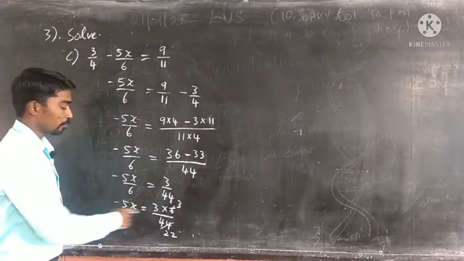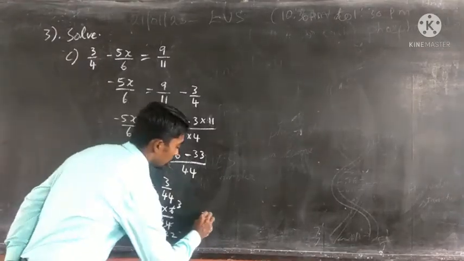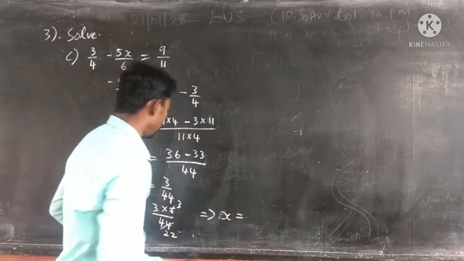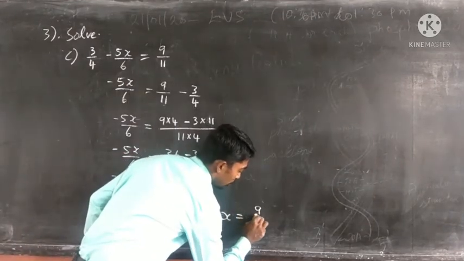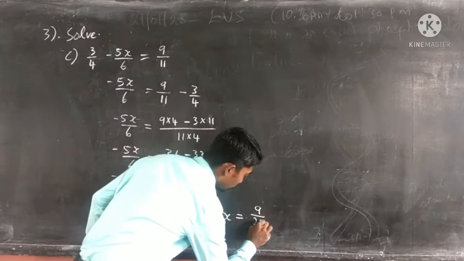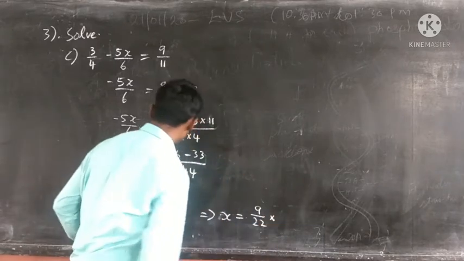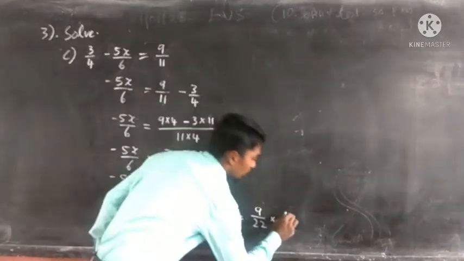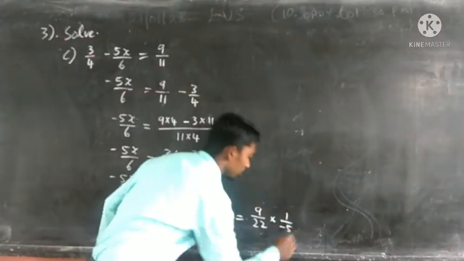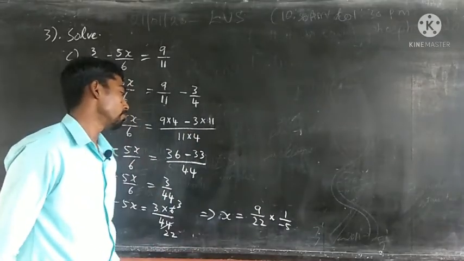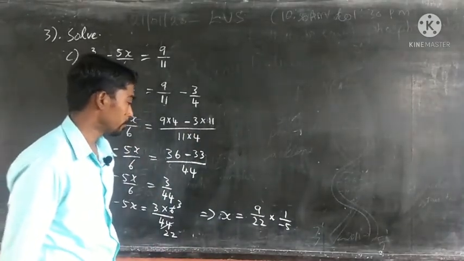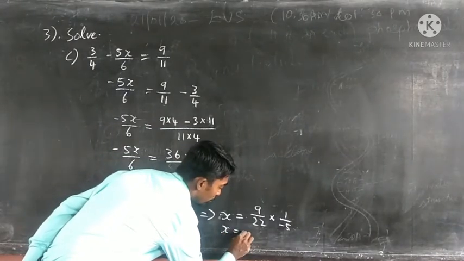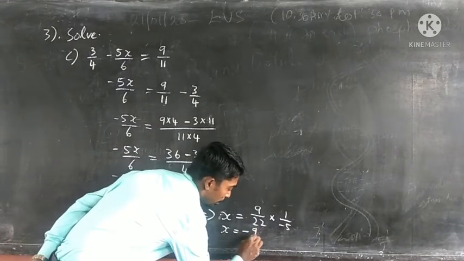Now we can take minus 5 to the other side. It will be x is equal to remaining values, write down. 3 3s are 9 by 22 into. If we take minus 5 to the other side, you get 1 by minus 5. You multiply it. x is equal to minus 9 by 110.